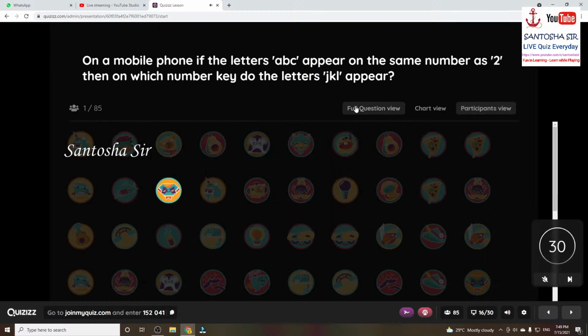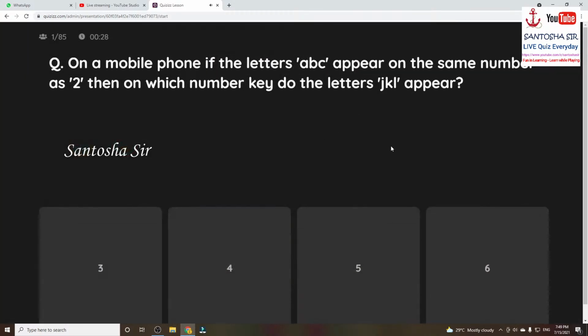16th question, here comes. On a mobile phone, if the letters A, B, C appear on the same number as 2, then on which number key do the letters J, K, L appear?